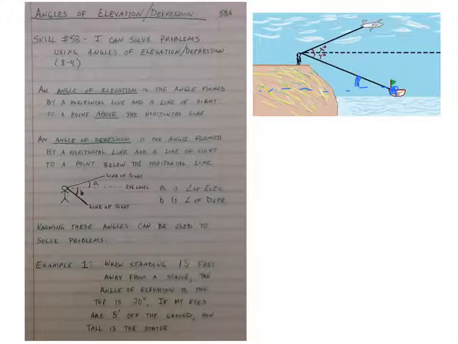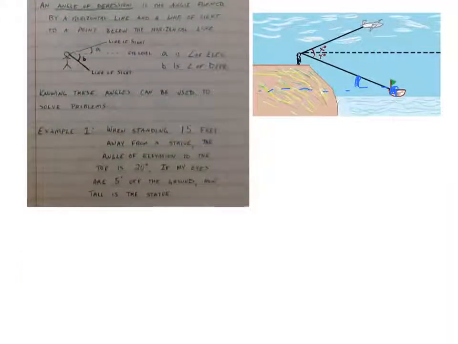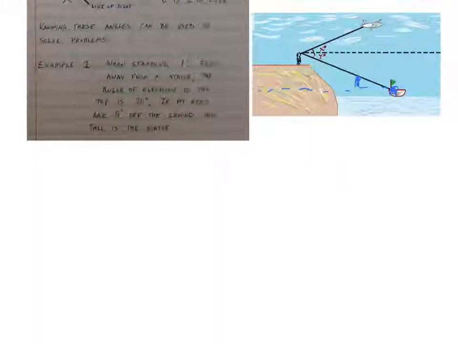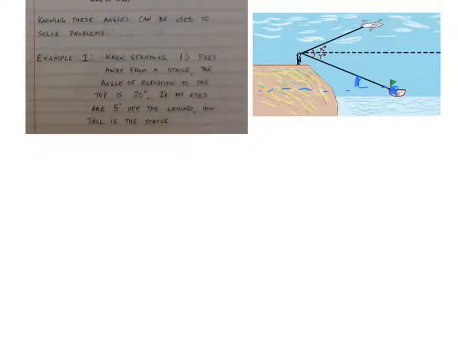I'll walk us through two problems that use angle of elevation and angle of depression, and we'll start at the bottom of this page with example 1. So, example 1. When standing 15 feet away from a statue, the angle of elevation to the top is 20 degrees. If my eyes are 5 feet off the ground, how tall is the statue?